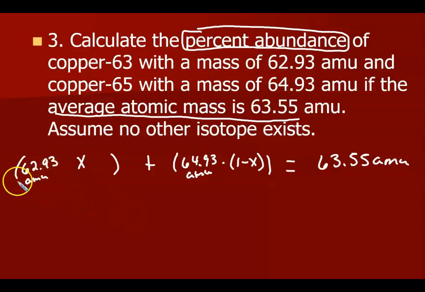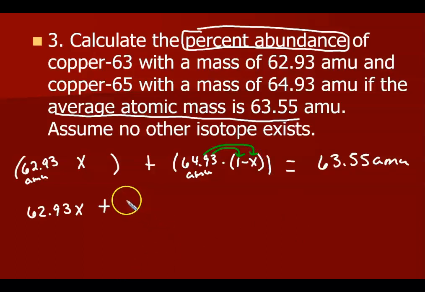Alright, so now I'm going to just start doing some math here. So I'm going to go 62.93 times x is going to be 62.93x. Okay, I just took that AMU off of that. Plus, this is where we get some algebra going on. This is called the distributive property. The distributive property tells you if you've got this times a 1 minus x, you've got to multiply it by the first thing, and you've got to multiply it by the second thing. So it's going to look like that.